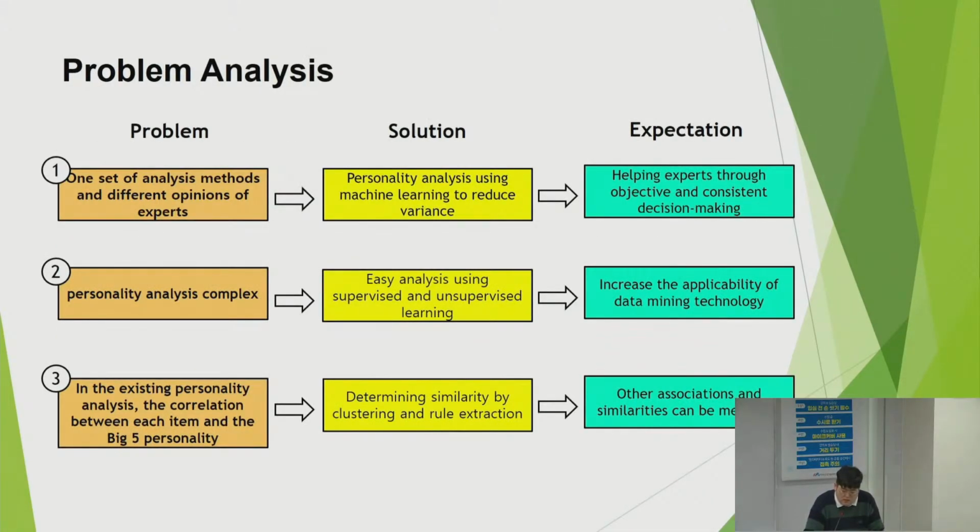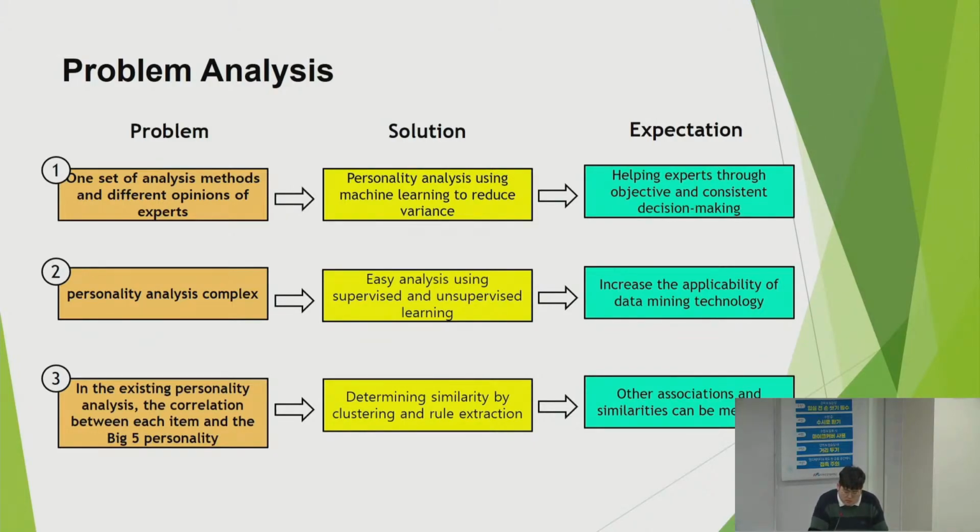When validating a conventional personality test, it is necessary to borrow the knowledge of psychology experts. When psychology experts do personality analysis, there are times when each individual psychology expert has different opinions and views. So, it is necessary to use machine learning to help reduce the deviation.